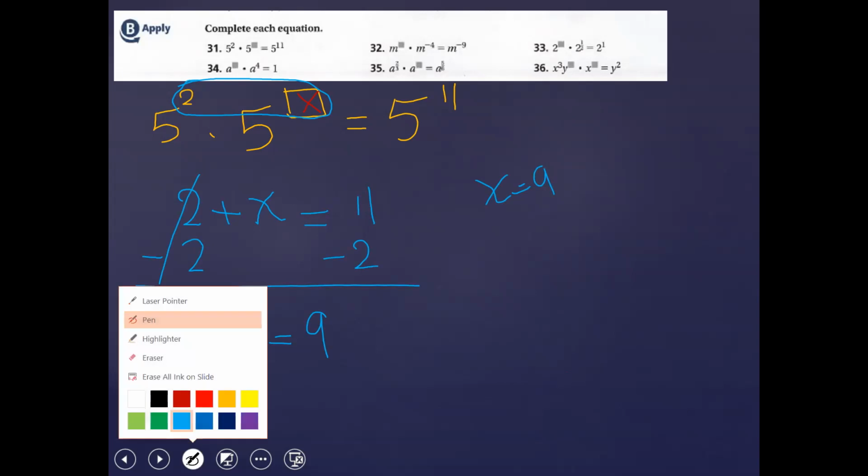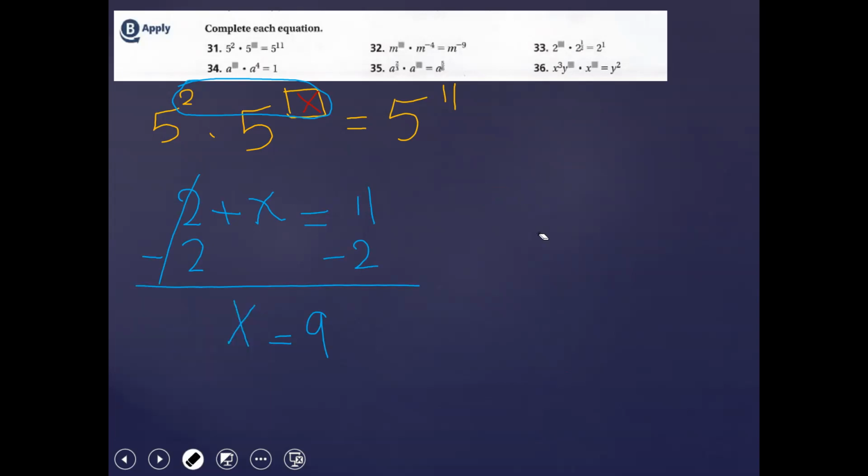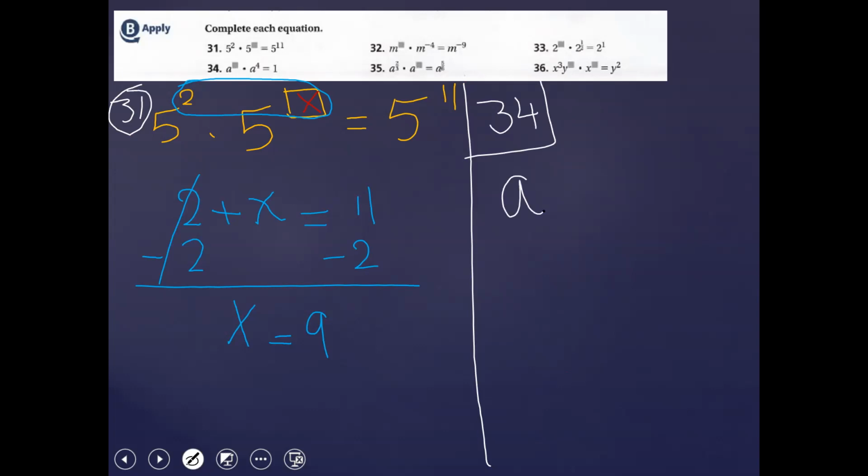Let's now do, this is number 31. Let's do now number 34. In number 34 here, a to the power x times a to the power 4 equals 1. Here we have a to the power x times a to the power 4, and the answer is 1. How will it be?